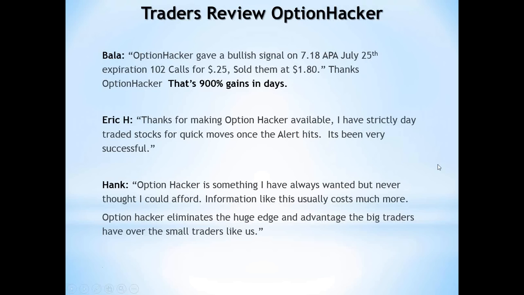So we have some reviews here from our customers about Option Hacker. I just want to read them to you very quickly. Bala says, Option Hacker gave me a bullish signal on APA July 25 calls for 25 cents. I bought them and sold them at $1.80. Thank you, Option Hacker. That's 900% gains in days.